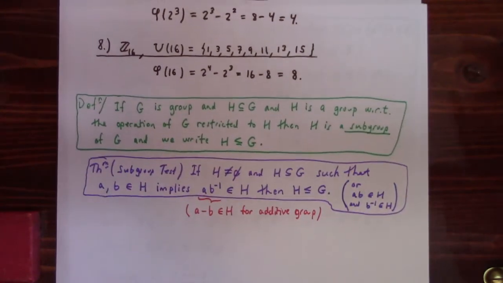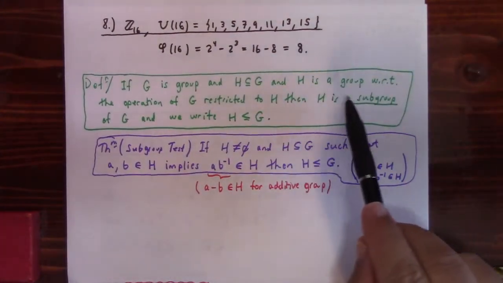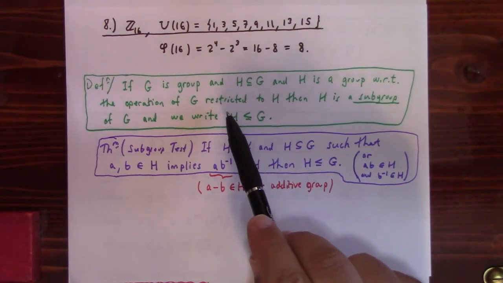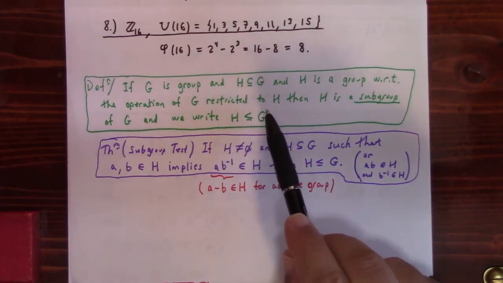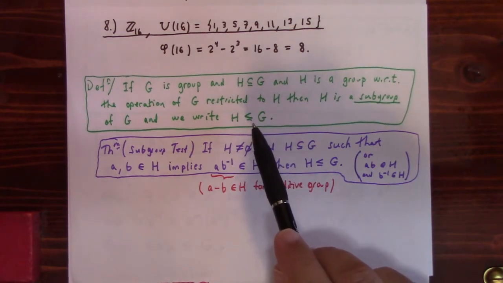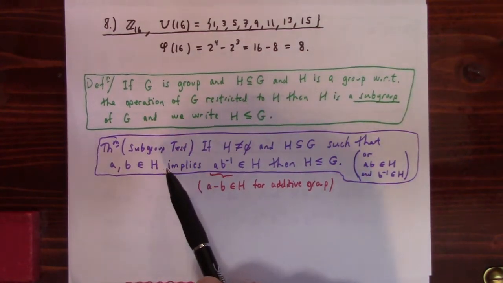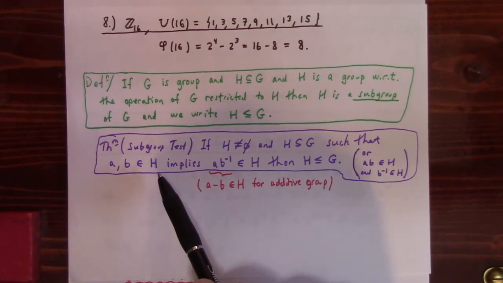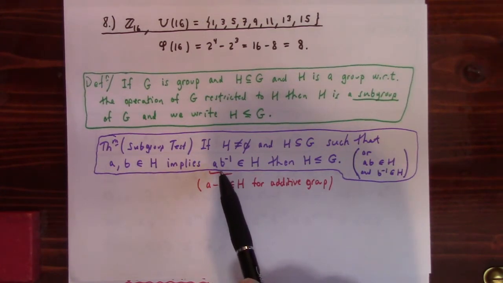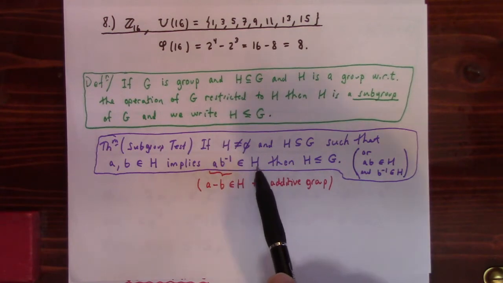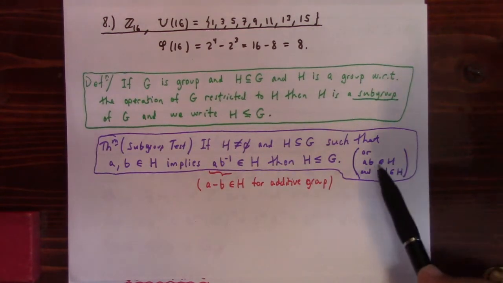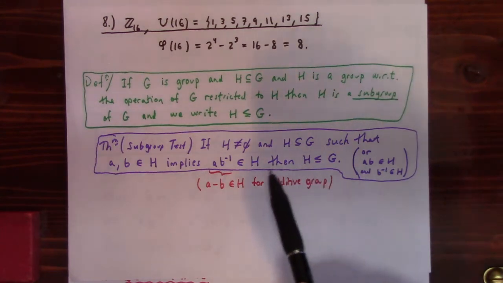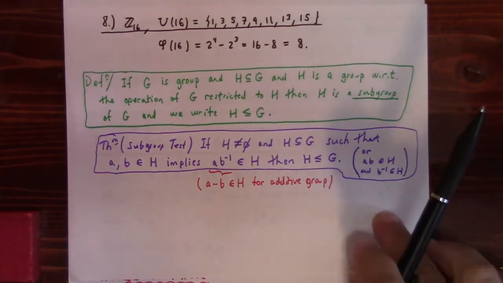Anyway, so if G is a group and H is a subset, then we have a subgroup if the operations of the group restricted to the subset give you a group once more. Of course, we have the subgroup test. It's enough to check that for two elements a, b of the subgroup, a times b inverse is in the subgroup. Or you could separately check that it's closed under the product and the inverse. And of course, these inverses become minuses if we're in an additive group.